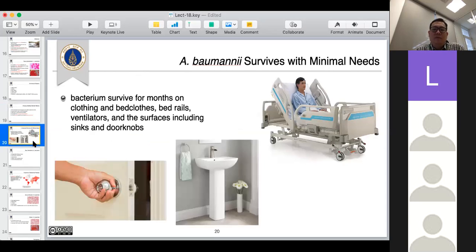So A. baumannii survives with minimum needs. That means they do not need media, whatever. They stay on surfaces for months. After 3-4 months of contamination, you can still observe them. You can isolate A. baumannii from the bed rail here, because the patient touches the bed rail a lot, and then they probably get infected. Also bed clothes and doorknobs or sinks in the bathroom, but not in your house bathroom, in the hospital bathroom. That's quite important.